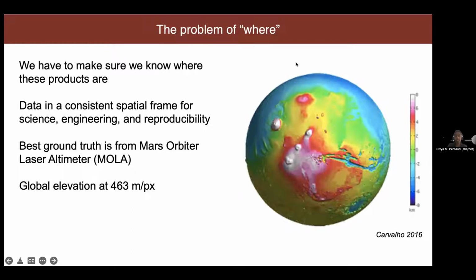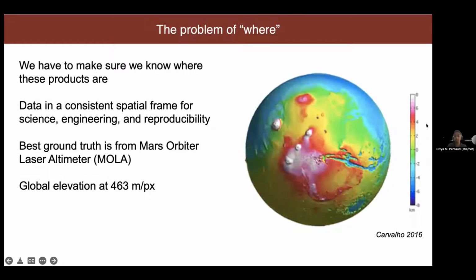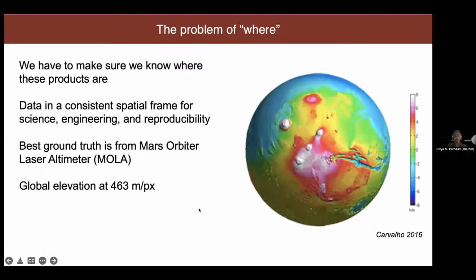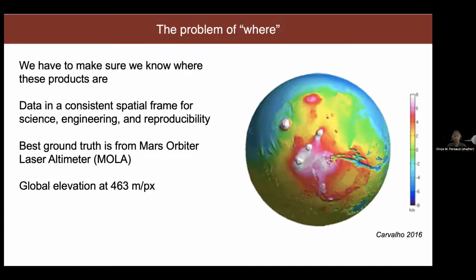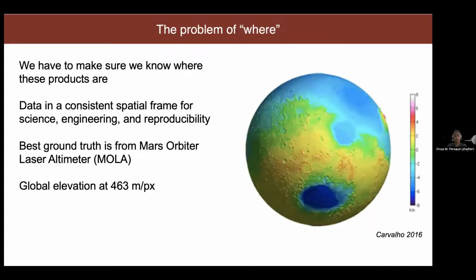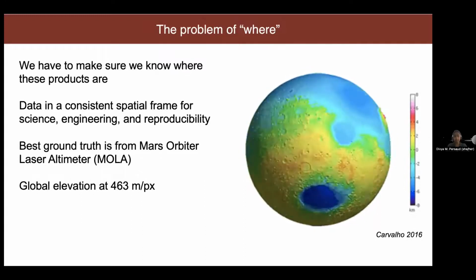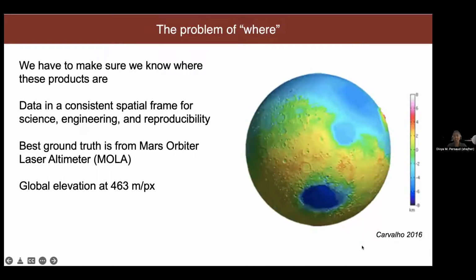So on the right, you can see the global product from that instrument, where color denotes elevation, and it was pretty precise. It gave 463 meter per pixel coverage of the entire globe within about, I think, 10 centimeters precision. It's a pretty incredible instrument. So that's the best ground truth we have of where things are.